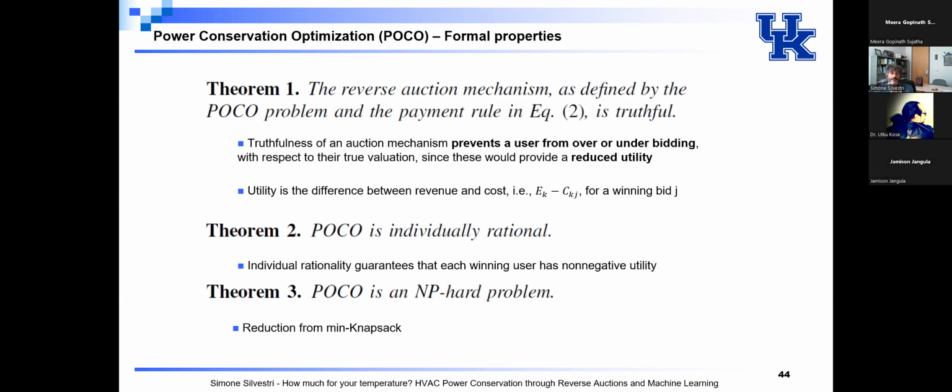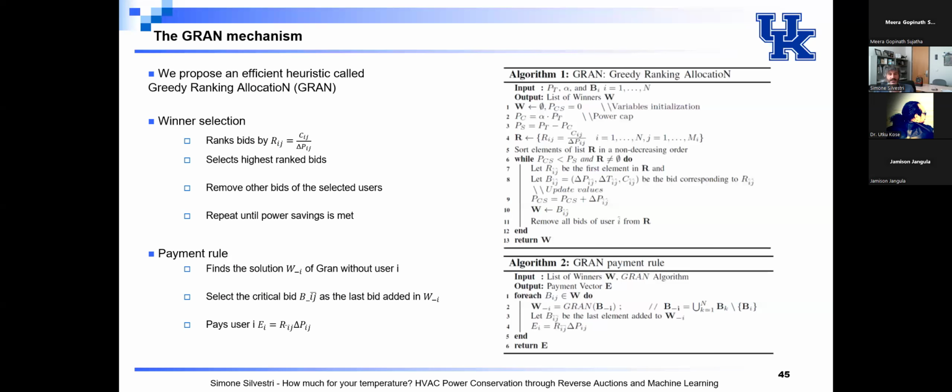But unfortunately, this problem that I just showed you is NP hard, and you can do a reduction from the minimum knapsack. So we designed a heuristic in order to solve this same problem, selecting the winners. The heuristic is not particularly complicated. It's a greedy heuristic in which you rank the users according to a certain measure that takes into account the cost and at the same time the corresponding energy consumption. Then it ranks the bids and selects the best bids according to that rank.